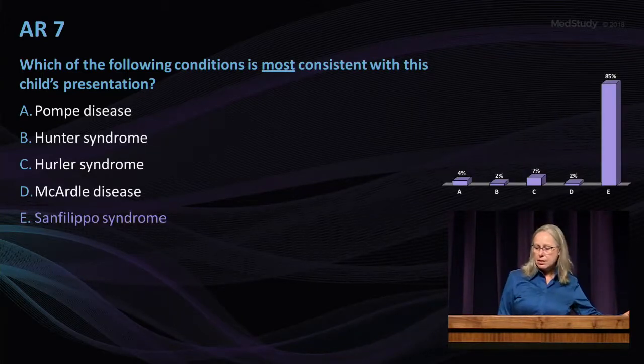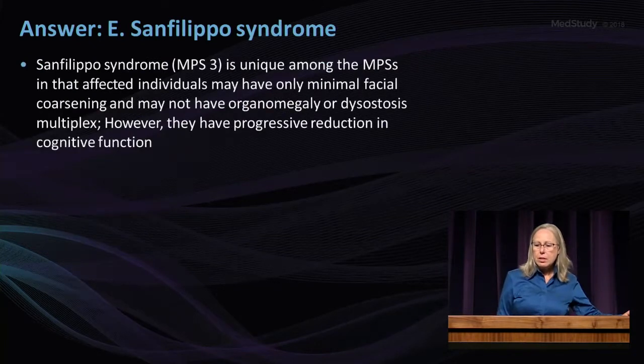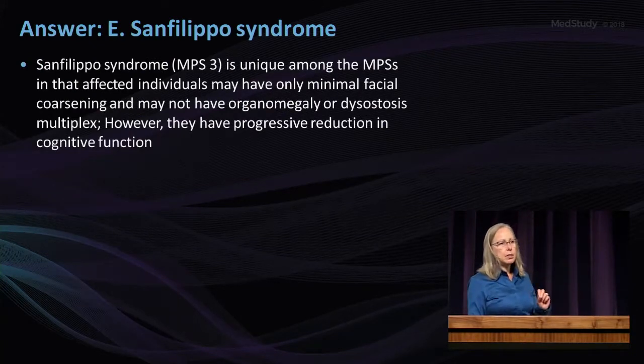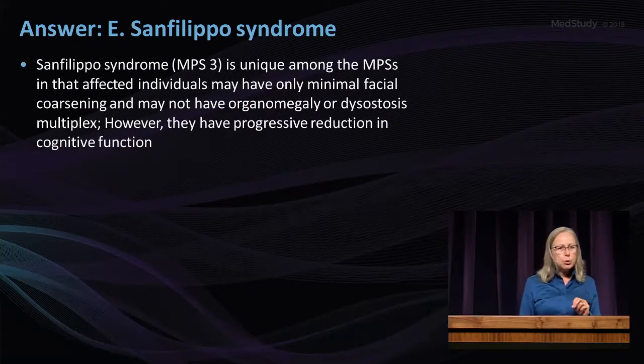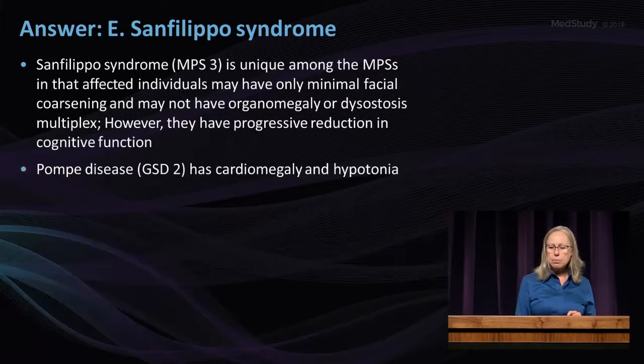So this indeed is Sanfilippo. It's unique in that you start having developmental regression. You may look a little coarse, but you don't have the big liver, and you don't have the bone findings, and there's this becoming aggressive and the behavioral problems.